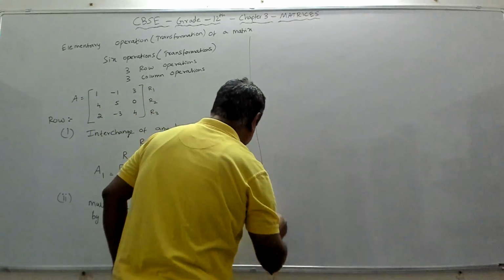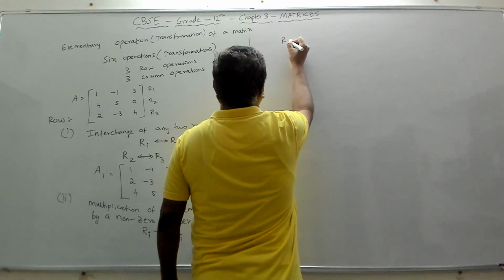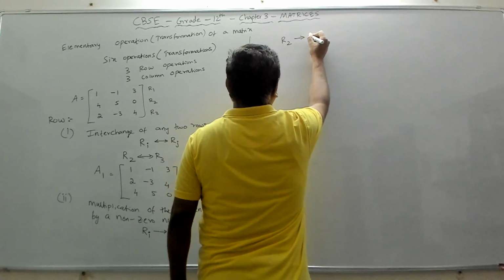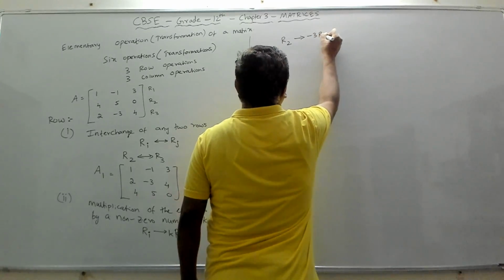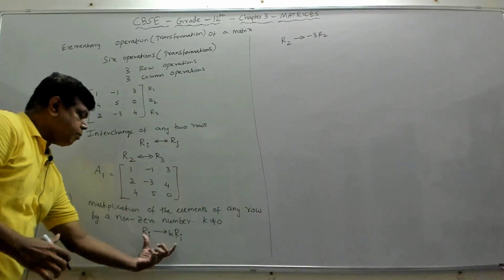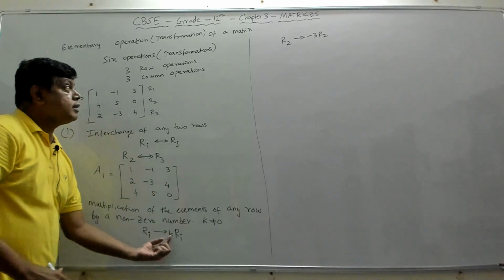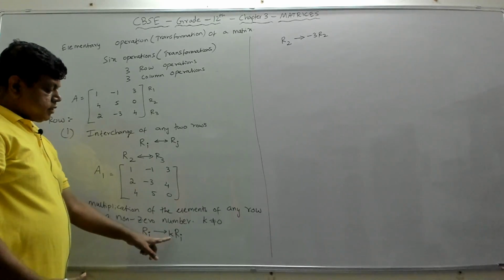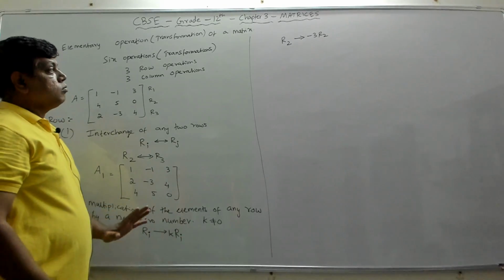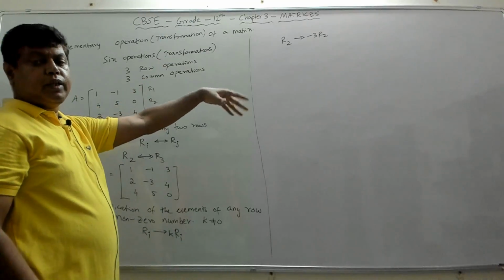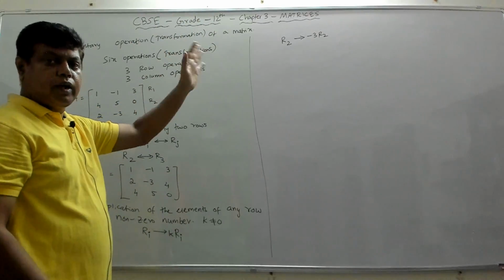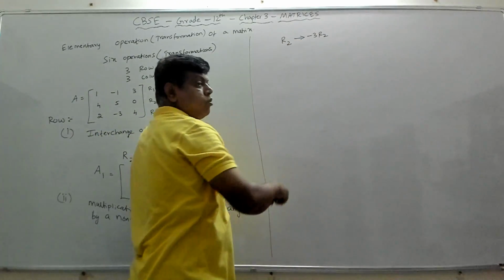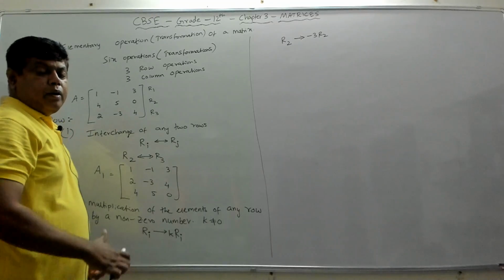In particular, suppose I say R2 ⟶ -3 times R2. So the same operation, I am taking R2 ⟶ -3 R2, where k is -3 here. You can say R1 ⟶ -3 R1 or R1 ⟶ 5 R1, anything. But both have to be R2. These are all on R2, which means each element of R2 we are going to multiply by -3.